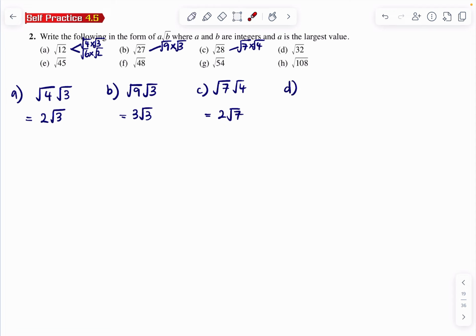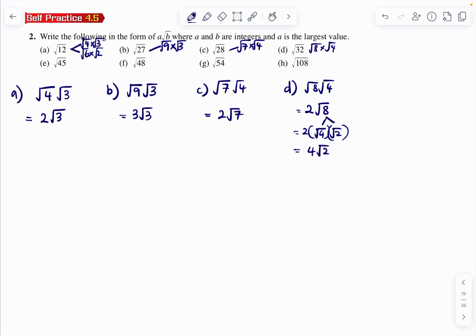And D, 32. 32 is 8 times 4 as well. So root 8 root 4. Root 4 is 2. So it's 2 root 8. But actually, this won't be the biggest possible answer, because root 8, we can split it some more. So root 8 can be root 4 times root 2 as well. So it's 2 times root 4 times root 2. This will give us 2. So 2 times 2 is 4. So the answer is 4 root 2.